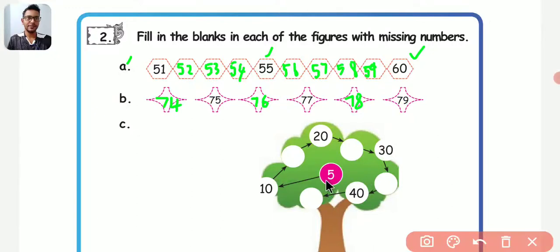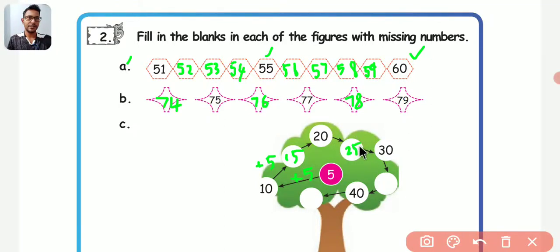So here we have the tree. They are starting from 5, then 10. What is the next number? They are adding plus 5. 5 plus 5 is 10. Then 10 plus 5, what? Yes, 15. Then 20. They are adding plus 5. Now if you add plus 5, 25.